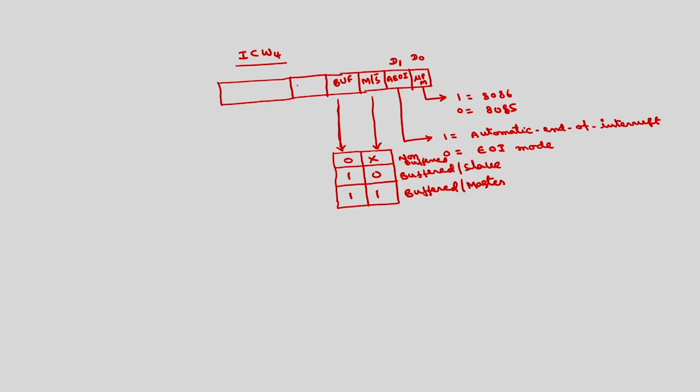Then we have the specific nested mode, as I discussed in the last class. This 8259 can operate in 3 modes: fully nested, automatic rotation mode, and specific rotation mode. That will be decided by this bit of ICW4. This is 1 means specific rotation mode, and 0 means automatic rotation mode.